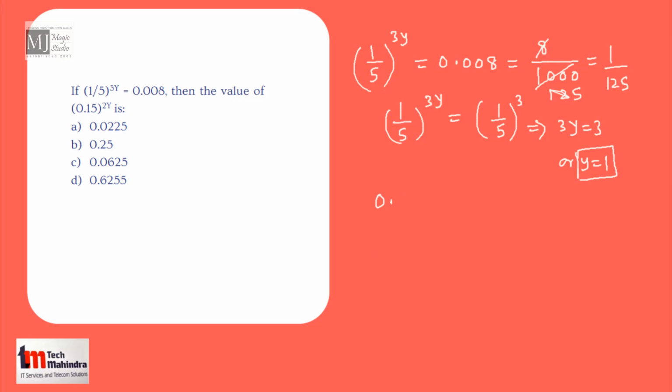Now find the value of 0.15 to the power of 2y. That would be 0.15 whole square. 15 square is 225, but with 4 decimal places, 0.0225 should be the answer. 0.0225, yes, that's there in option A.